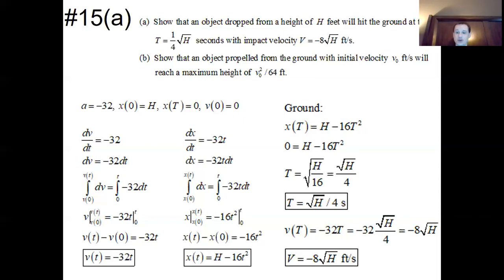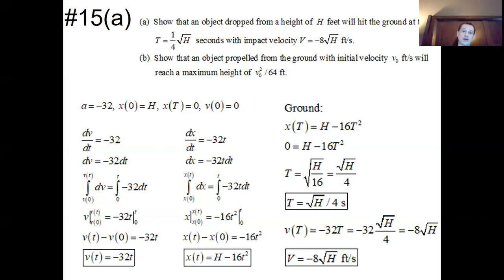32 divided by 4 reduces to 8, so you finally get that the velocity at that time is -8 square root of h. Remember, why is it negative? Because this thing was dropped, so it's going down, so its velocity being negative makes sense because down is negative, and we're pretty good on that.